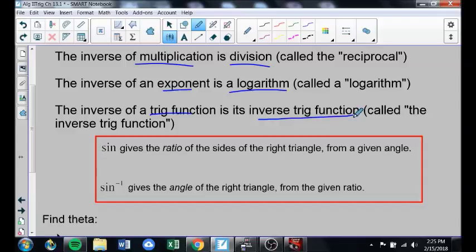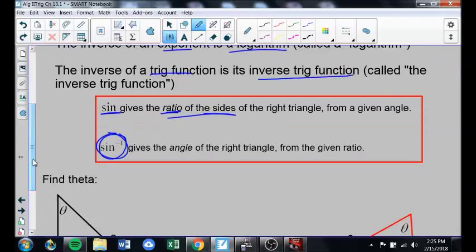Sine, cosine, and tangent give you ratios of sides, okay? Sine inverse, that looks like this, gives you the angle from the ratio. So if sine gives you a side length ratio, sine inverse gives you an angle. It's if you know the ratio, you can work backwards to find the angle.